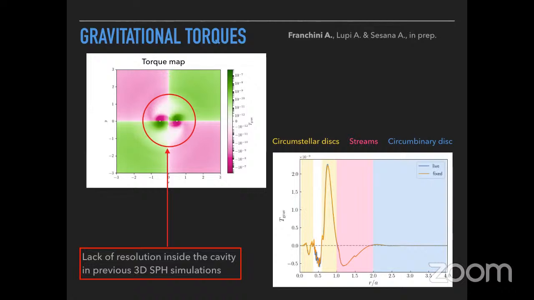So the material ahead of the black holes exerts a positive torque, while the material behind exerts a negative torque. And this is just the profile, so the torque as a function of radius. So you can see that in the circumbinary disk, which starts from 2 times the binary separation outwards, it is negative, or where it's very small, but it's negative.